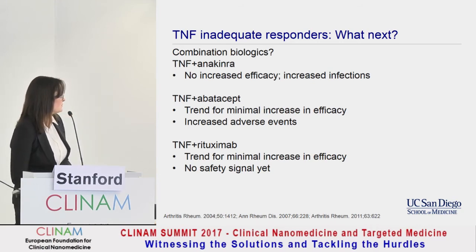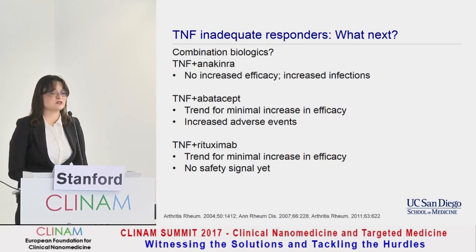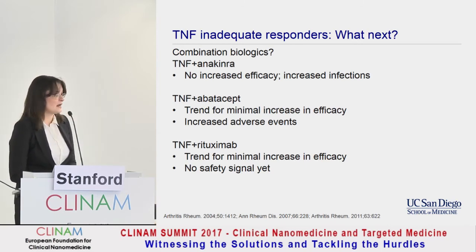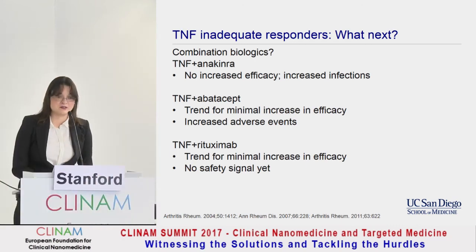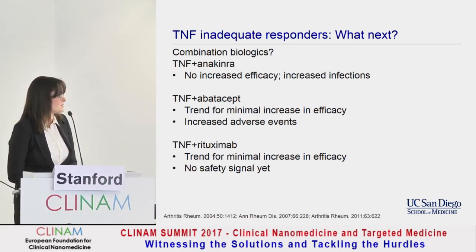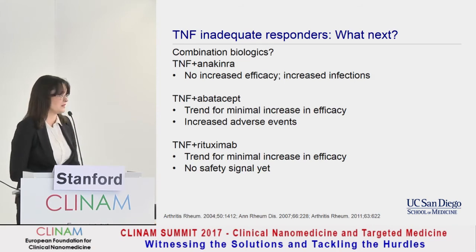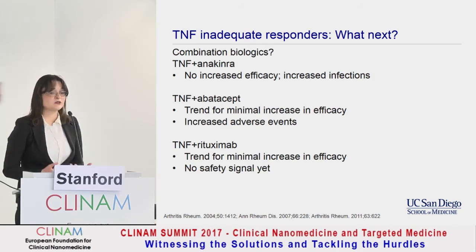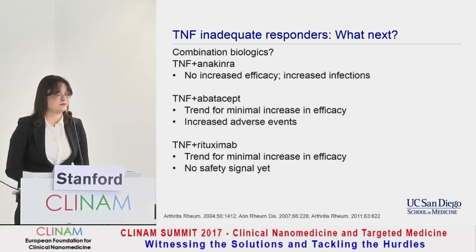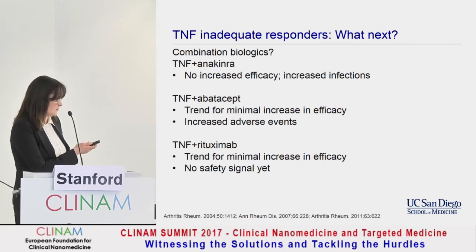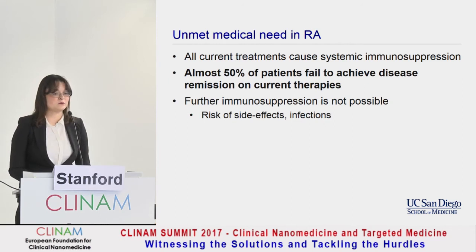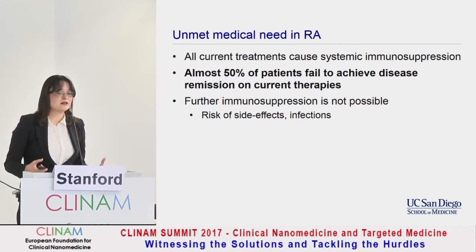You can see some info from several studies here that TNF plus anakinra, which is an IL-1RA inhibitor, actually does not increase efficacy, but does increase risk of infections. TNF plus abatacept, which is a T-cell co-stimulation blocker, can cause increased adverse effects and has only minimal effectiveness, and similar for TNF and B-cell depletion. So really, what's needed in RA are possibly some non-immunosuppressive treatments.